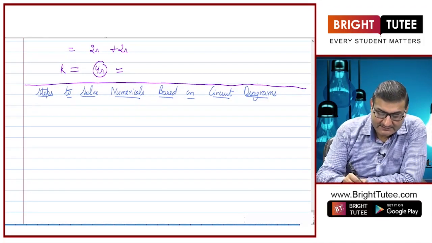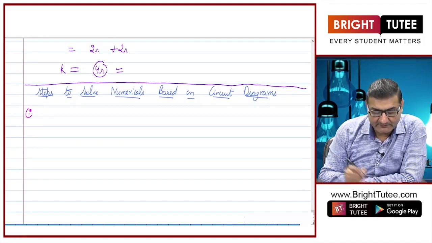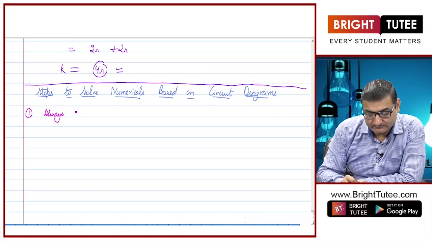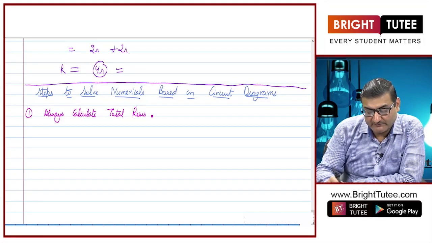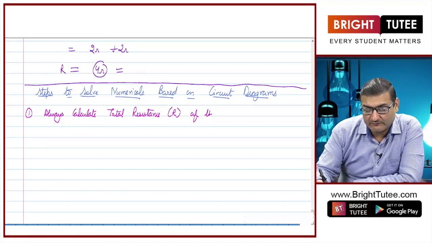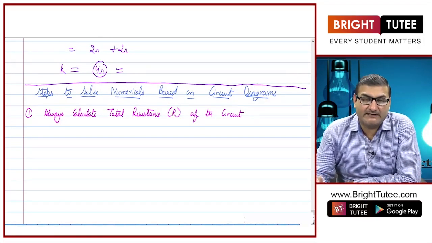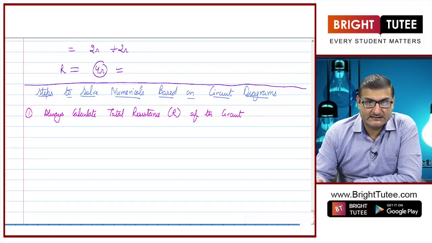Now, the various steps that we will be following are, first of all, always calculate the total resistance of the circuit. We will be calculating total resistance, that is capital R of the whole circuit. We will be given some individual resistances, and we will be calculating the total resistance. Got it?